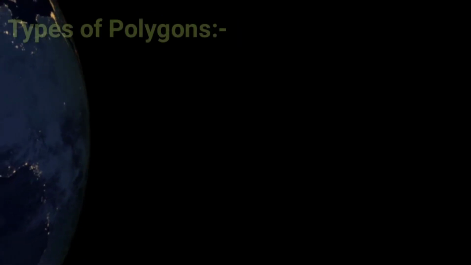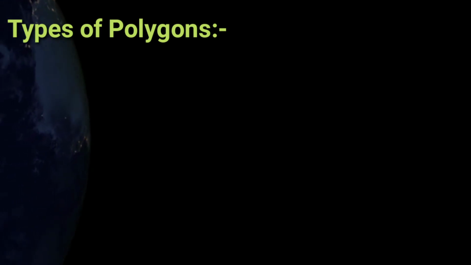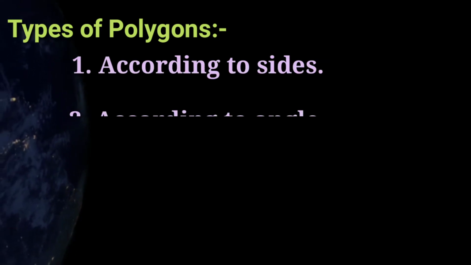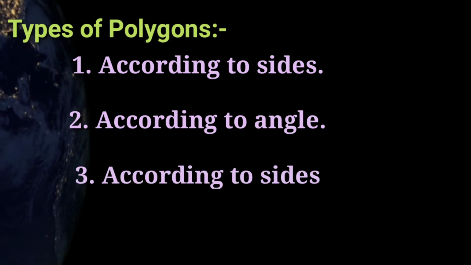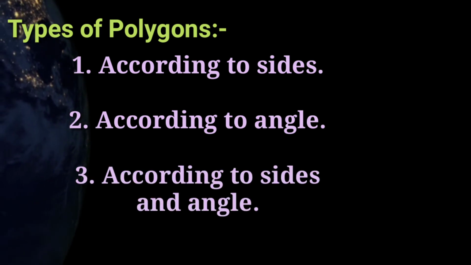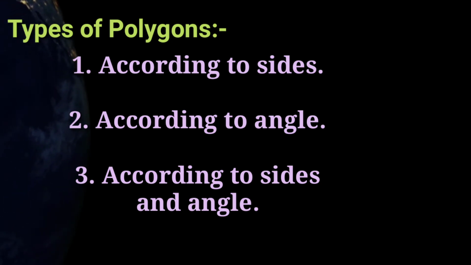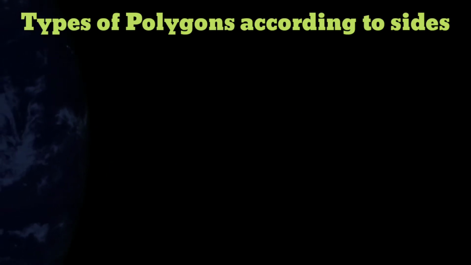Now, types of polygons. Polygons can be divided into three parts. First, types of polygons according to sides. Second, types of polygons according to angles. And third, types of polygons according to sides and angles. Let me discuss the first type, types of polygons according to sides.